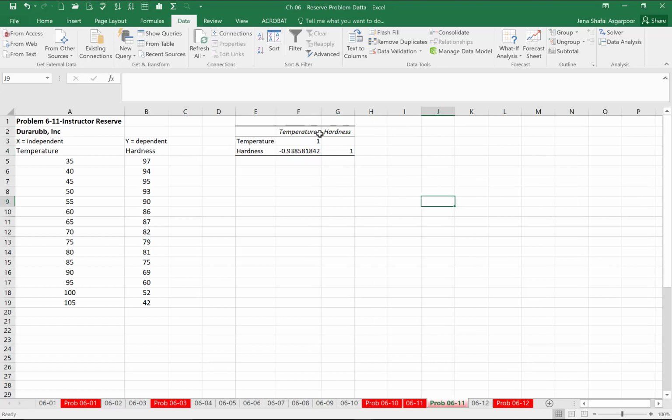Of course, the temperature with itself and hardness with itself have a perfect positive correlation. But we have a very high negative correlation between temperature and hardness. So as temperature rises, hardness decreases is what this is essentially saying.